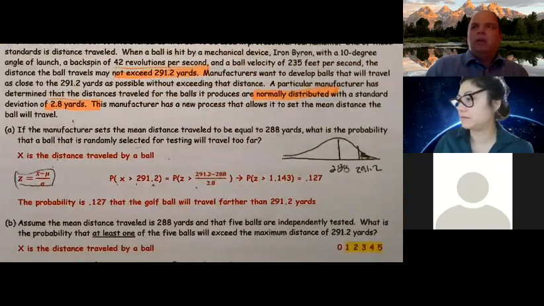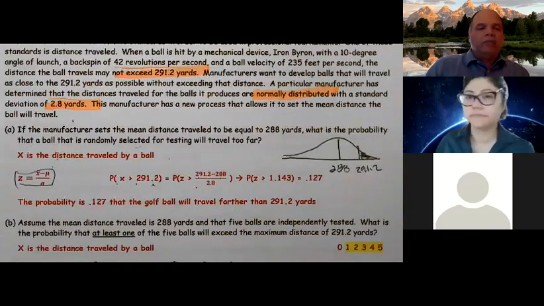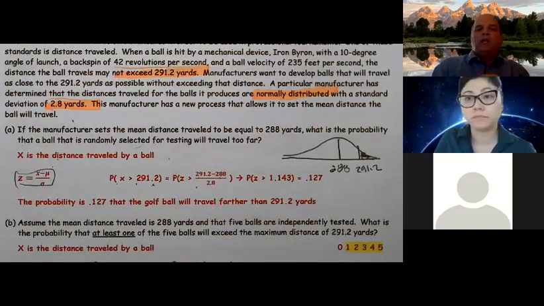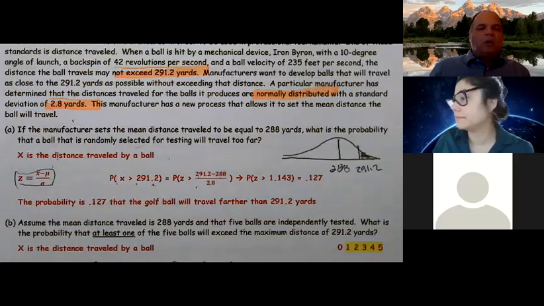The next one, that seems better, just that distance. Assume the mean distance traveled is 288 yards and that 5 balls are independently tested. What's the probability that at least one of the 5 balls will exceed the maximum distance of 291.2? Well, as soon as I say at least one, I immediately think I'm working with a complement.